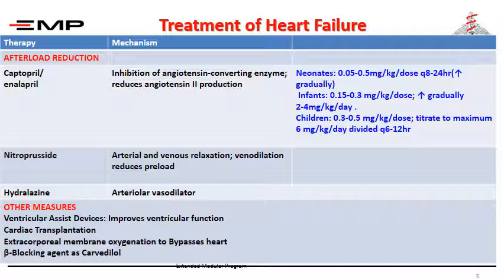The afterload reducing agents, on top of which and very popular is captopril. Captopril has led to a revolution in the treatment of heart failure. It inhibits angiotensin converting enzyme and reduces angiotensin II production. After we introduced it in the treatment of heart failure, it prevents cardiac remodeling.